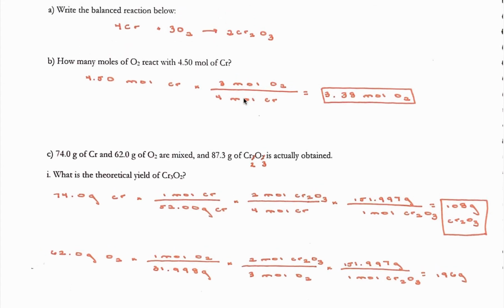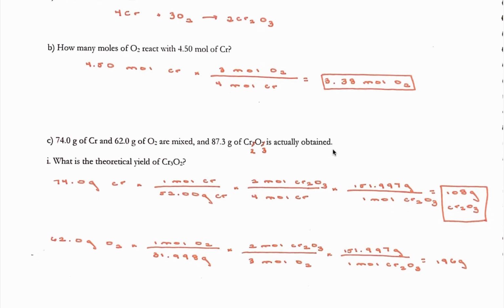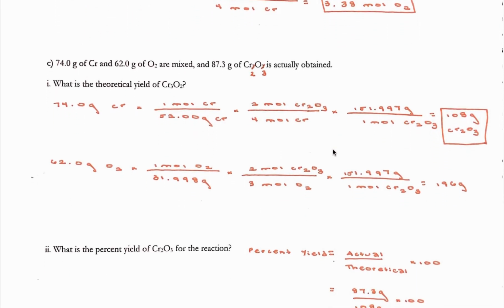Here, when you have a mole-to-mole ratio, when you're going from moles of one entity into moles of another, you need to use coefficients. So you've got a 4, a 3, and a 2. So the coefficient in front of moles of oxygen is a 3. The coefficient in front of chromium is a 4. So I take 4.50, multiply by 3, divide by 4, and I get 3.38 moles of oxygen because I am rounding to 3 sig figs. Okay, so copy all of this down as you're going so you have the correct work.